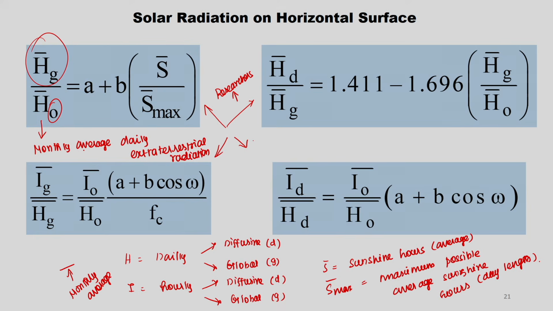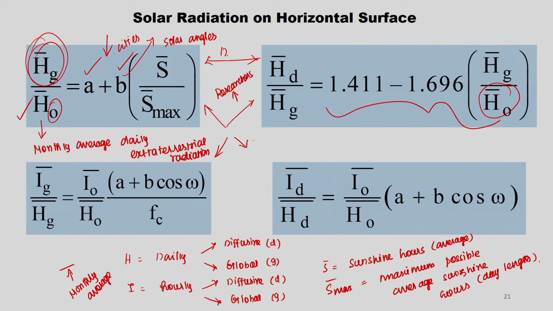By applying that assumption, the formula is given as Hg upon H naught equivalent to A plus B S bar upon S bar max. These are fitting constants, given for certain cities, and some researchers have given A and B in terms of other solar angles, so one can calculate that way also. Once you get Hg, then Hd upon Hg is given using this particular formula. Again here H naught is the monthly average daily extraterrestrial radiation. These two are calculated for daily.